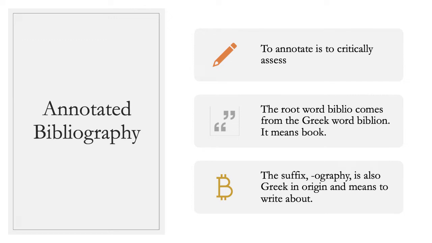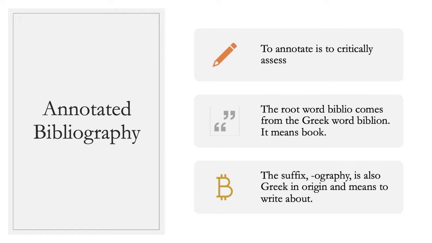Let's take a look first at what it is that we're doing in the pieces. So we're doing an annotated bibliography. To annotate something is to critically assess that thing and make notes about it. Then we have the second word, bibliography. Biblio, the root word, comes from the Greek word biblion, and it means book.